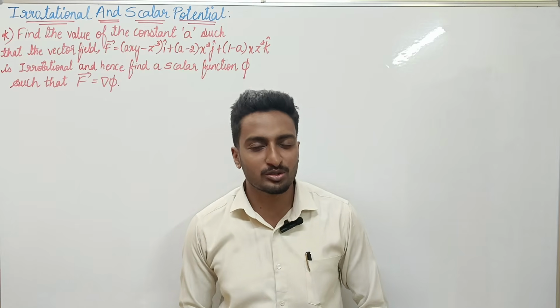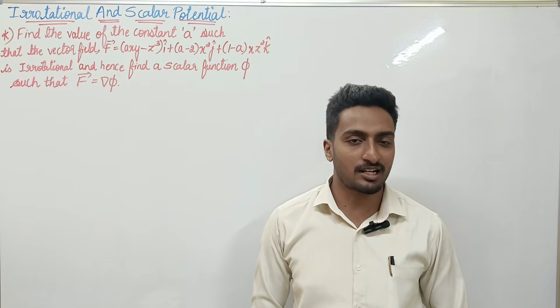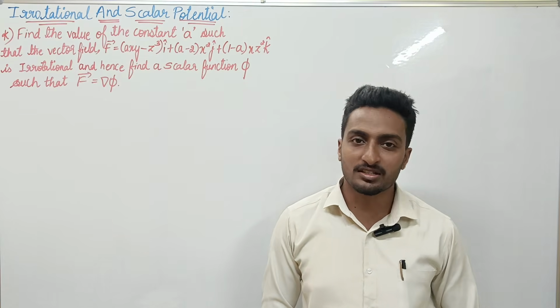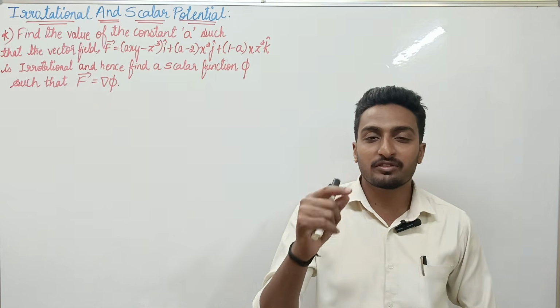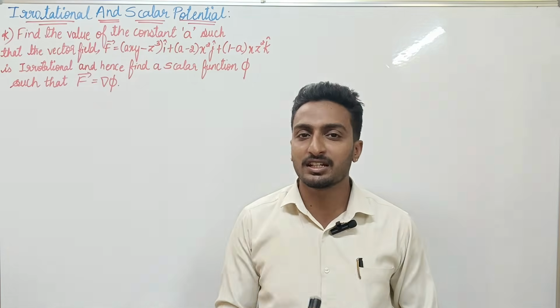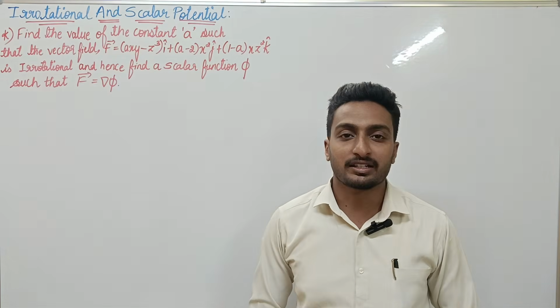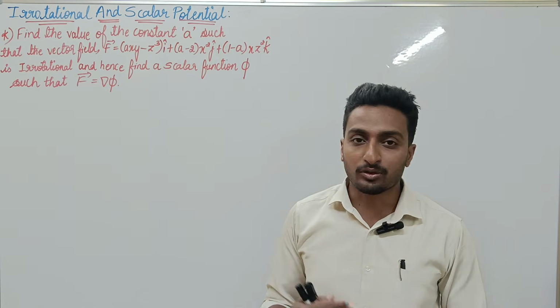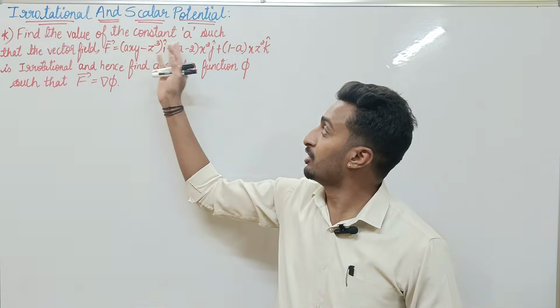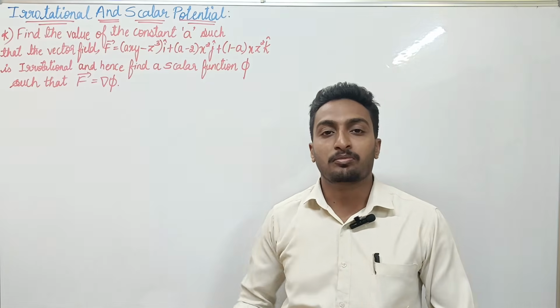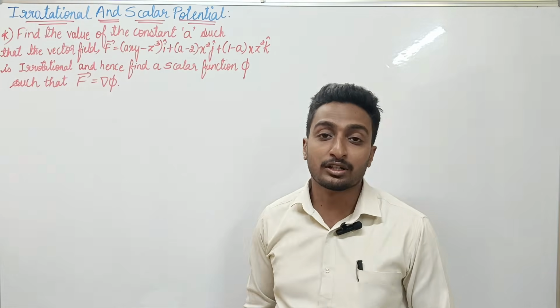Today, let us learn how to solve the problem on irrotational and scalar potential, where scalar potential is also known as scalar function, where we are going to find the function phi with respect to the vector f. Considering that, first we are going to find the value of constant term a by representing it into irrotational form.